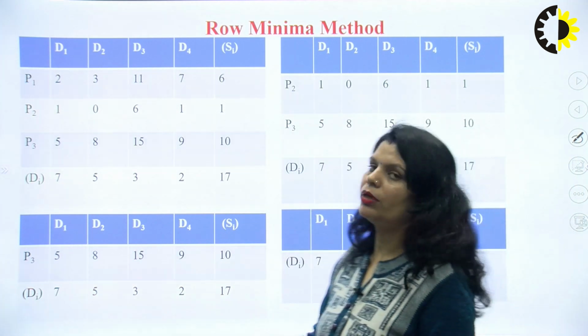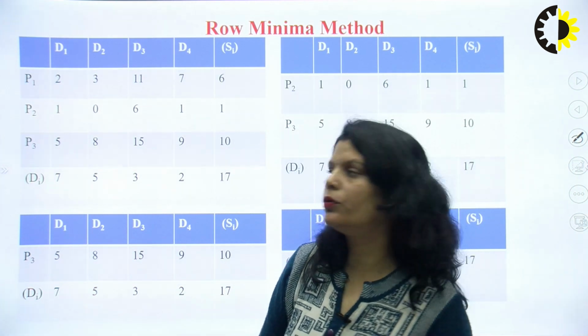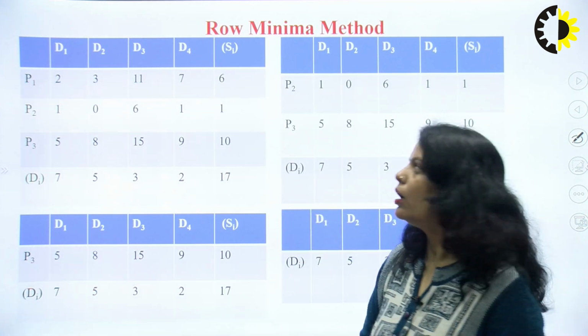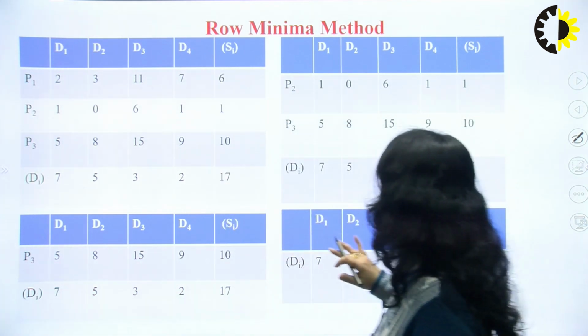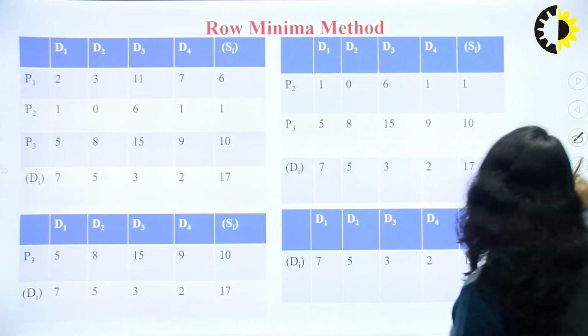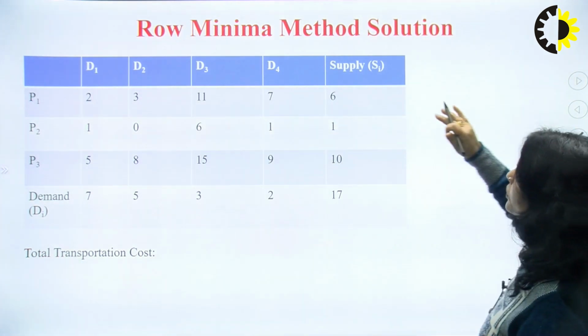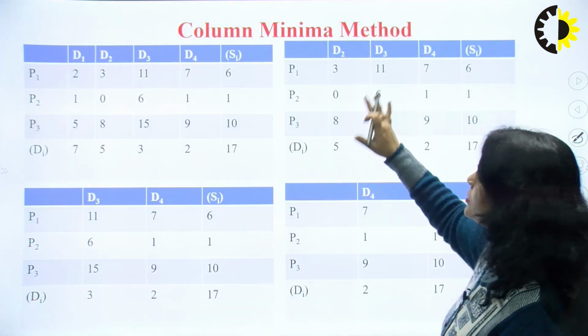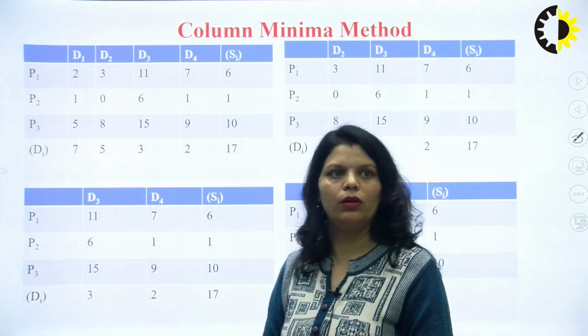And this is the row minimum. In this basically what we will do, we will calculate the minimum cost in case of each row, and then we will assign the allocations. And in the same way we can find out the transportation cost, and the same we can perform in case of the column minima.